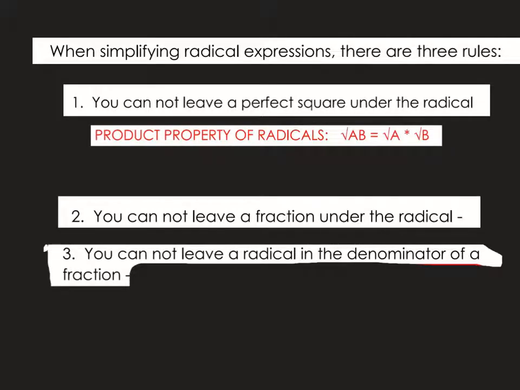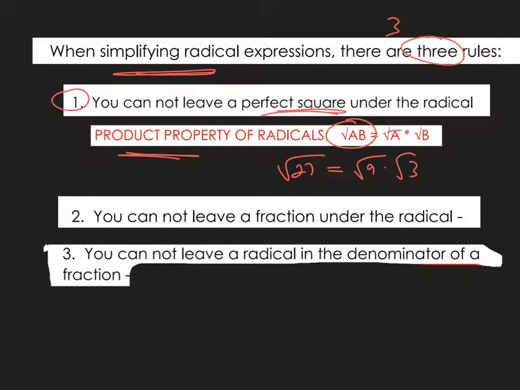So when simplifying radicals, we covered some of this in the last video. When simplifying radical expressions, there are three rules. One, you cannot leave a perfect square underneath the radical. So in that last video we had the product property, where you take a number, say 27, and pull it apart into 9 times 3. Underneath radicals, you have radical A and radical B, and you can separate them into two separate radicals. The square root of 9 is 3, so the square root of 27 is 3 rad 3.